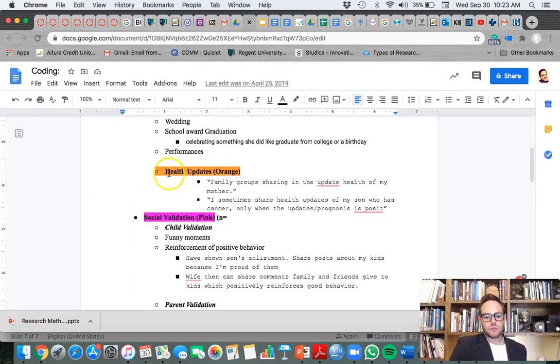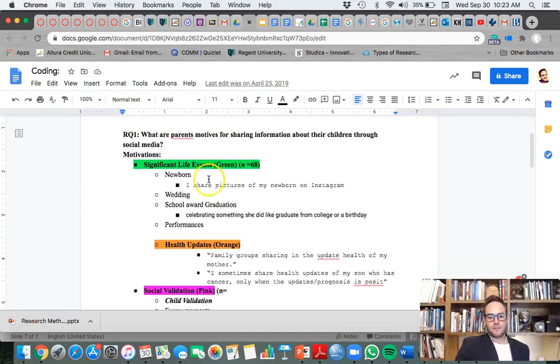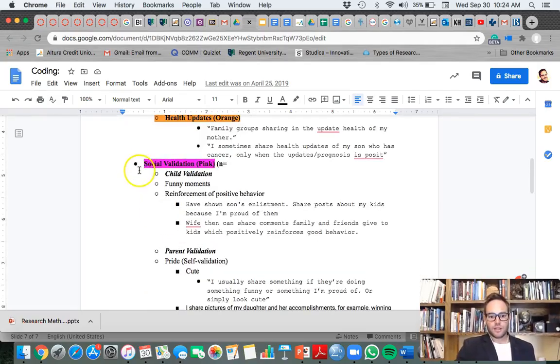Side note, there were also health updates. I only found a few individuals that said they post personal information on social media about their children due to health updates, oftentimes asking for support or positive vibes or prayers. This is one reason or motivation parents had for sharing information. And then social validation.